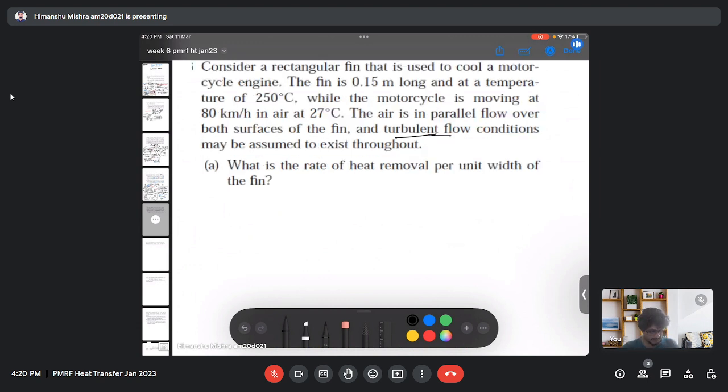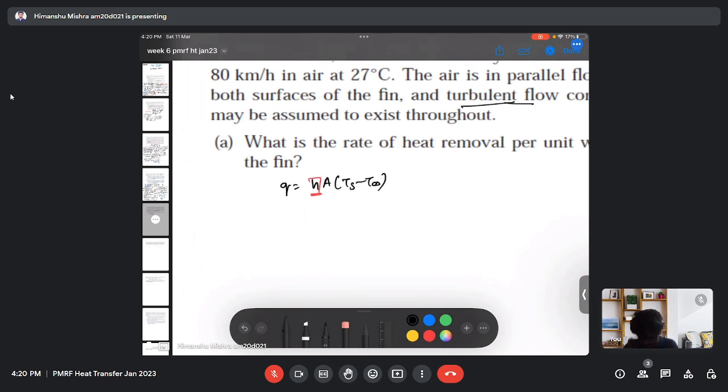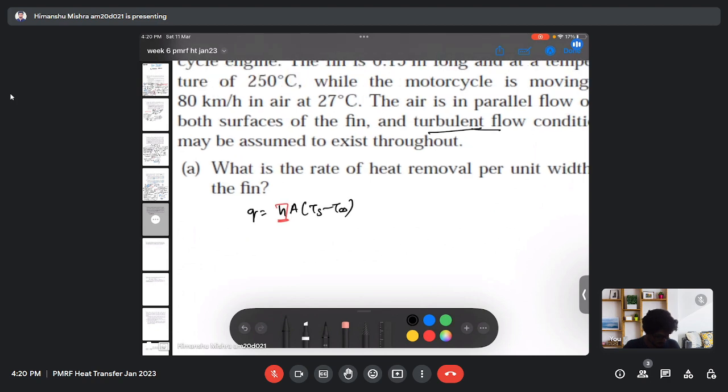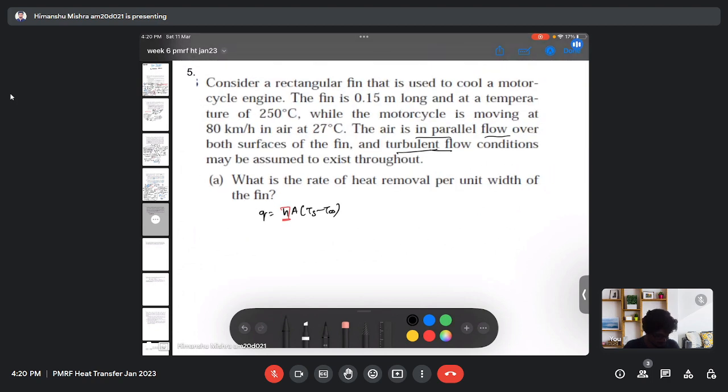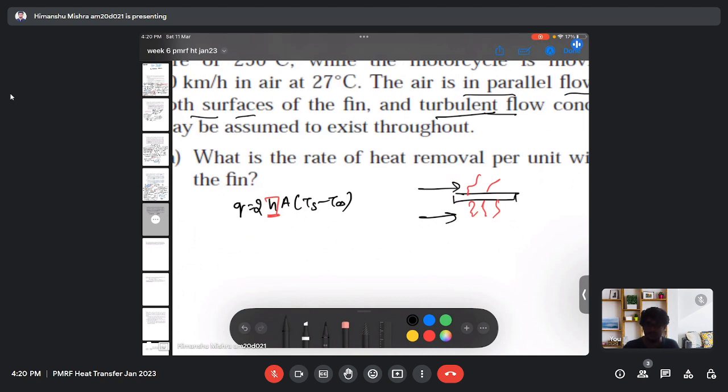So we need to determine the heat transfer rate, which can be given from Newton's law of cooling. And as the standard procedure, we need to find the heat transfer coefficient. It is given in the question that the air is in parallel flow over both surfaces. So that means we have a fin and there will be a flow of air at both surfaces. There will be heat transfer from both surfaces, so there will be twice the heat transfer.